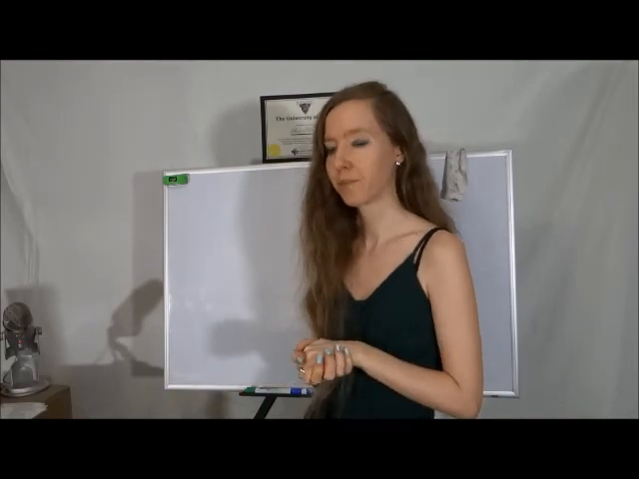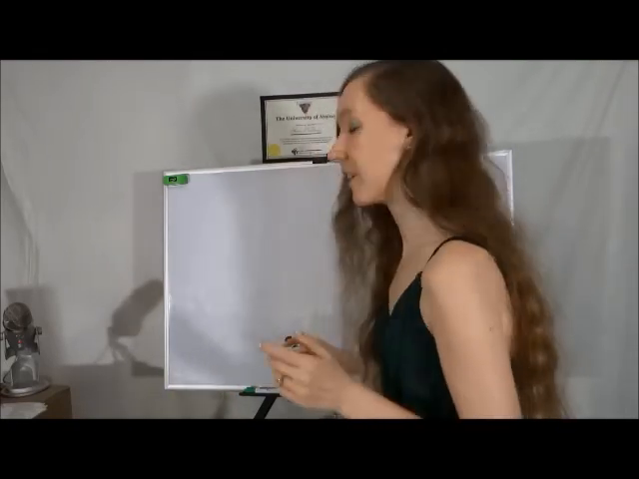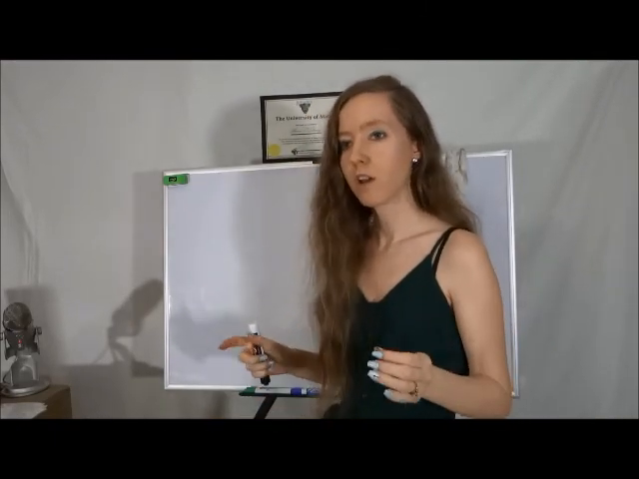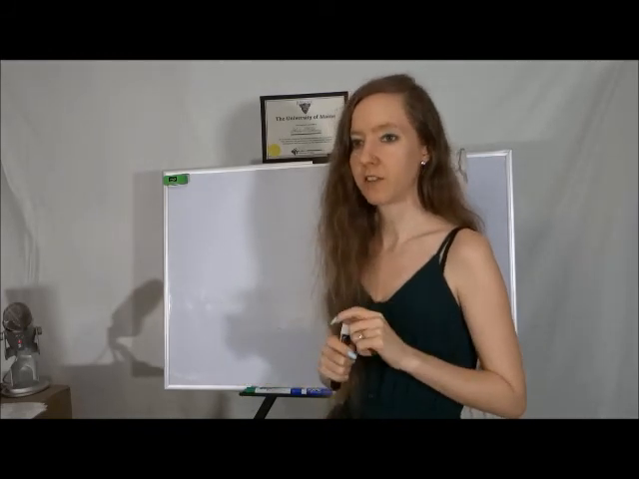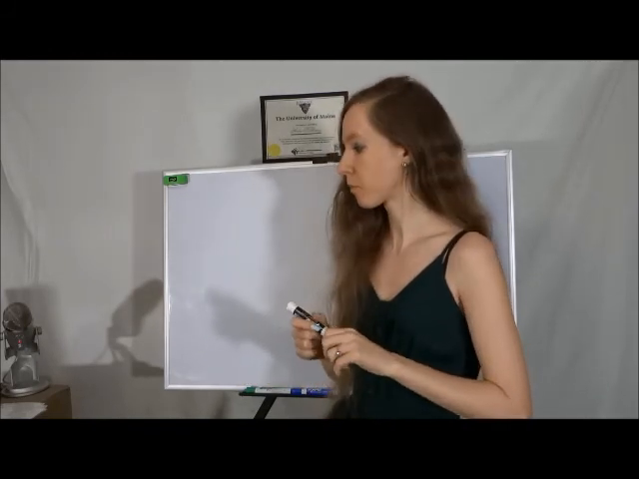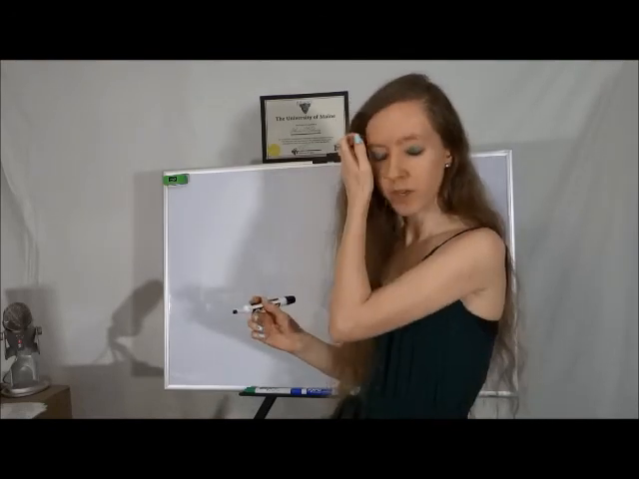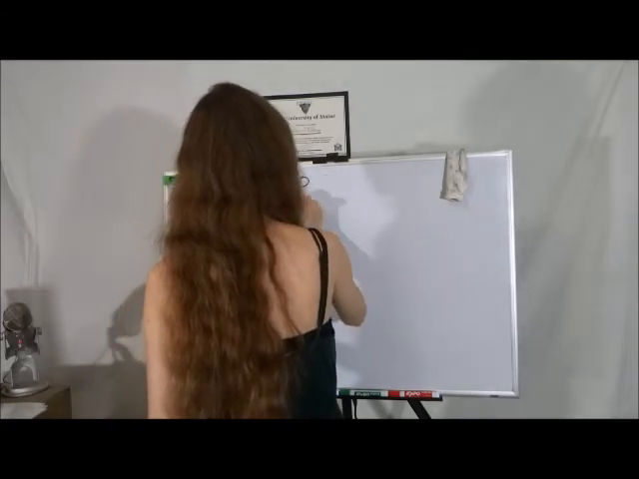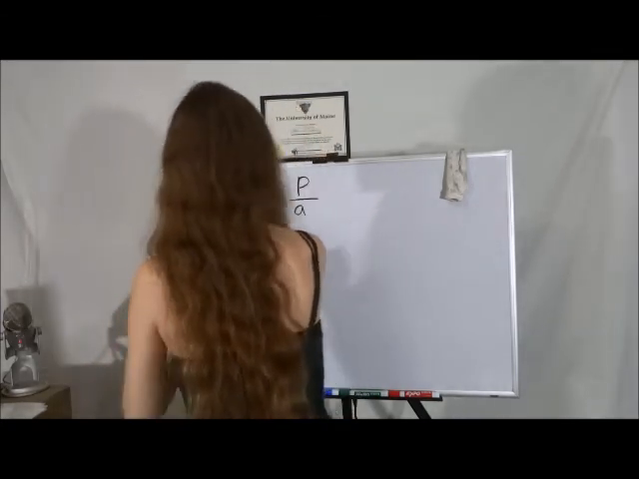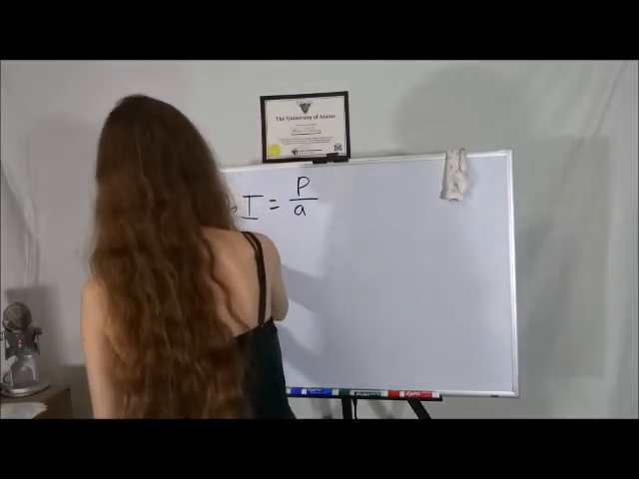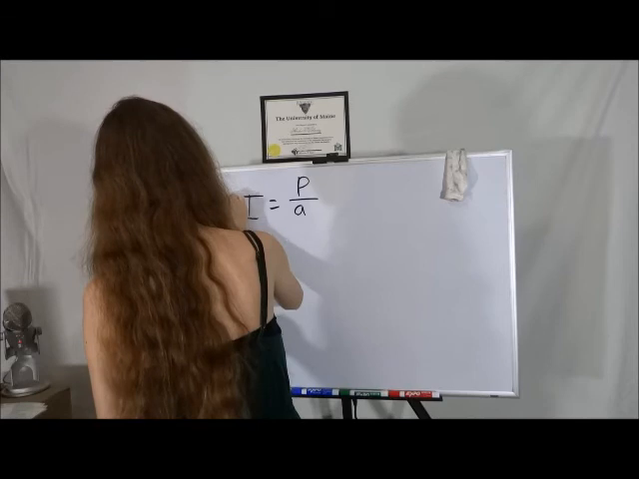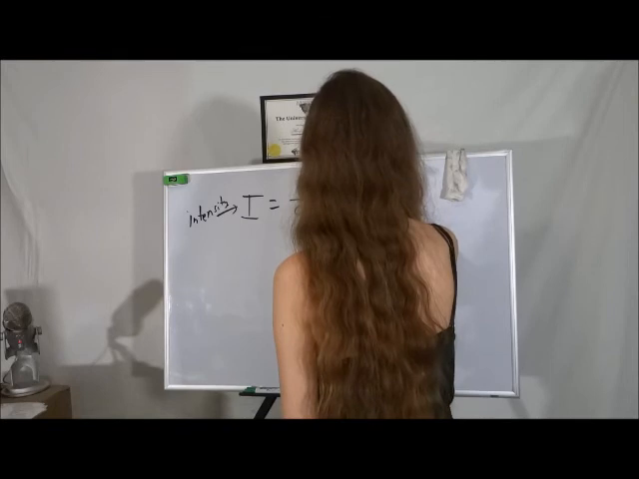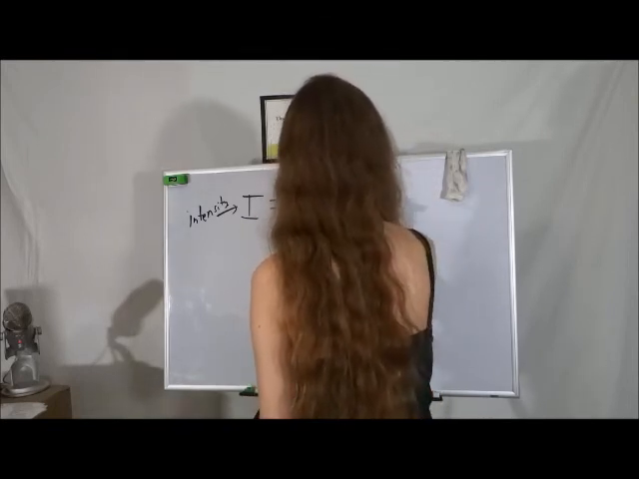So the first thing we're going to talk about today is intensity. Now you've probably heard light being described as intense before, but it's not just light waves that have an intensity to them, so sound waves also do. So intensity is given by the equation I is equal to power divided by area. So this I here is our intensity. Power is our P, and then A is our surface area.